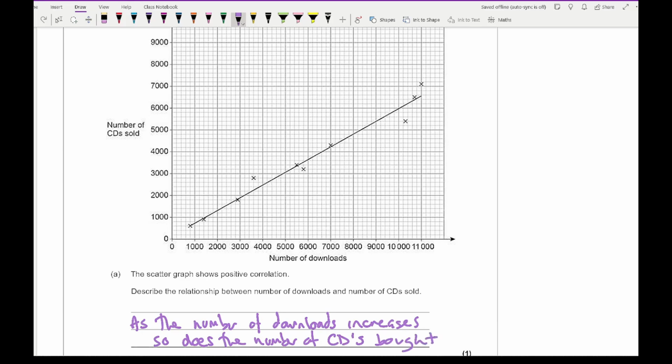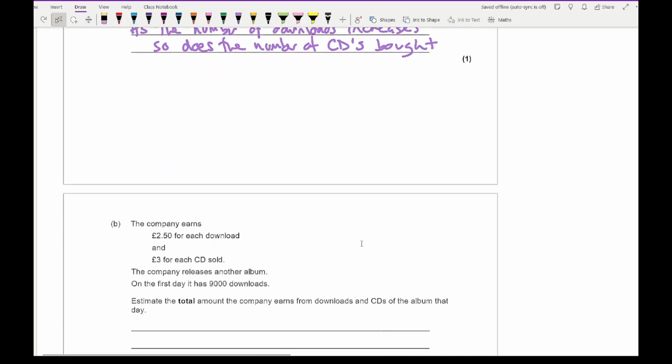So you could say along the lines of that the pattern of the number of downloads is the same as the pattern of the number of CDs. So if you sell more downloads, you'll also sell more CDs, or vice versa. But something along those lines will be good enough for the 1 mark.